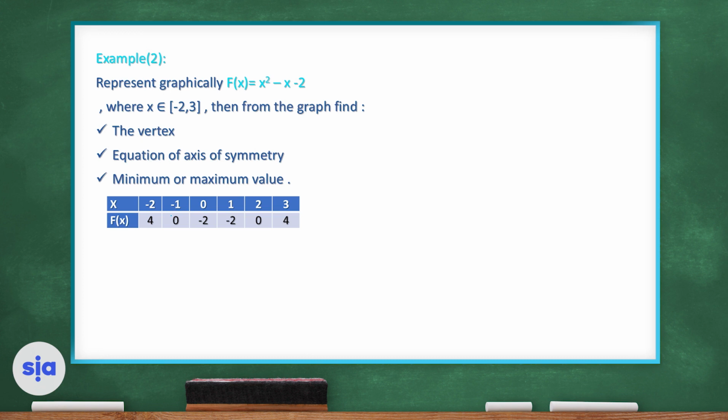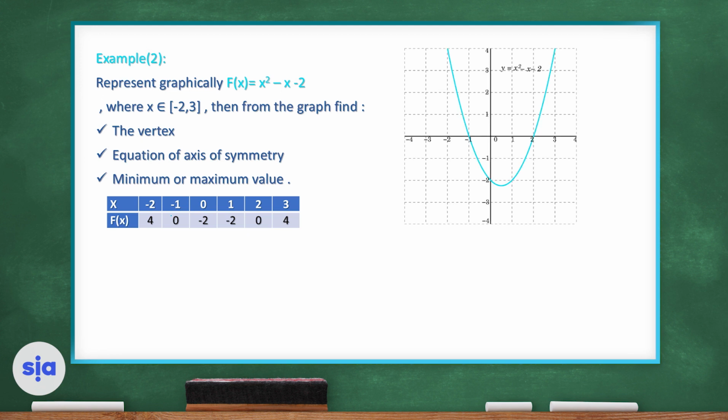If I replace x by -2, the result is 4. If I replace x by -1, the result is 0. If I replace x by 0, the result is -2, and so on. Where do I replace x? In the given function algebraically. The f of x equals x squared minus x minus 2. I plot these points on the graph. Here is the graph of this quadratic function, the parabola.